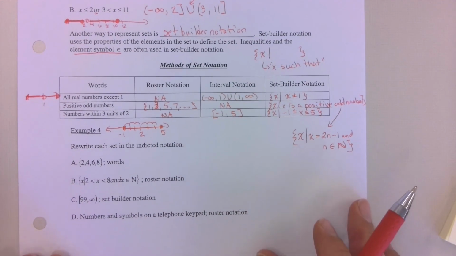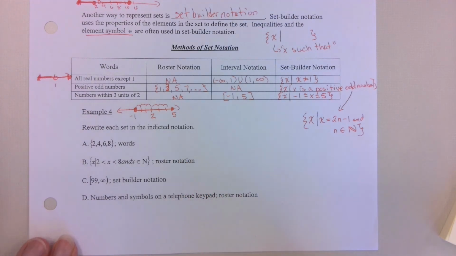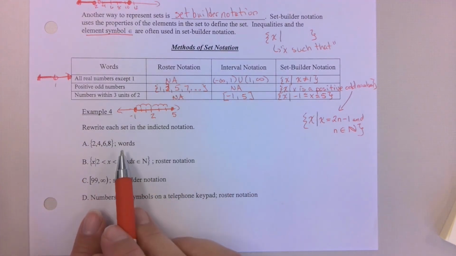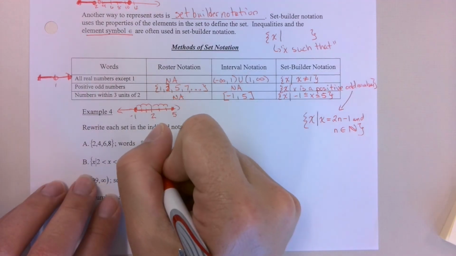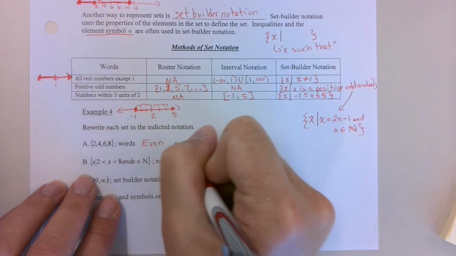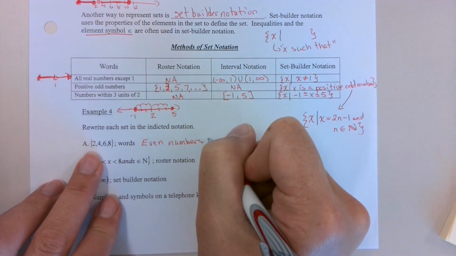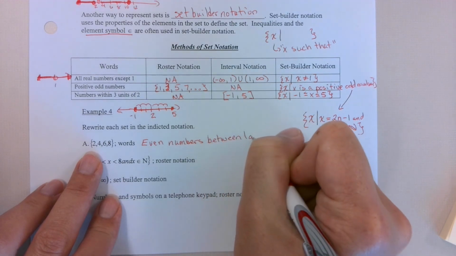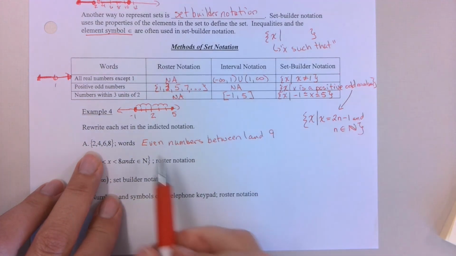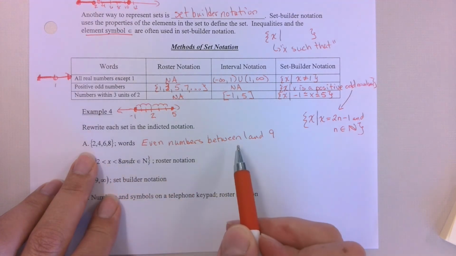Okay, so this is where you might want to pause the video and give these problems a try. So we're given the different notations. We want to rewrite in the indicated. So I have the numbers 2, 4, 6, and 8. We want to put it in words. So there's lots of ways of doing it. I might say even numbers. So I'm defining them as even, but it's not all even numbers. It's even numbers between 1 and 9. Someone else might have worded it even numbers from 2 through 8. And that word from means including.